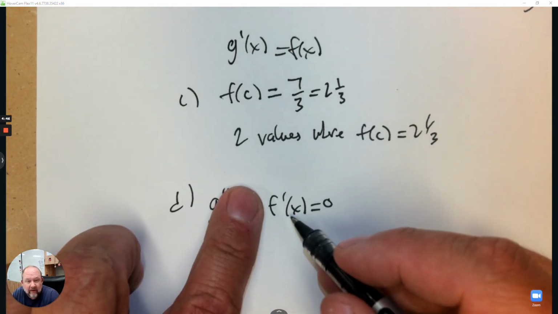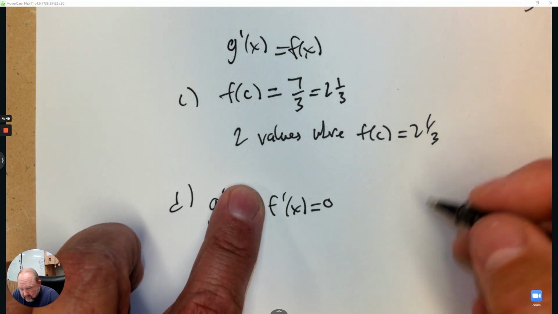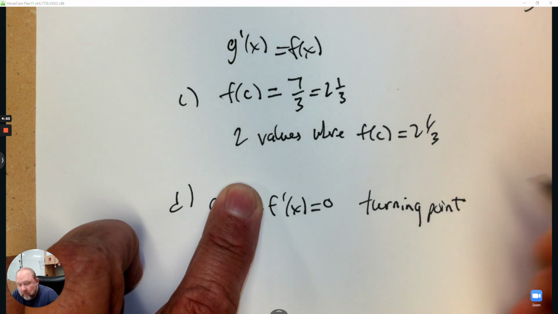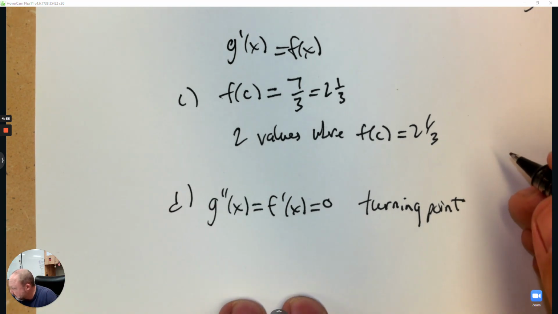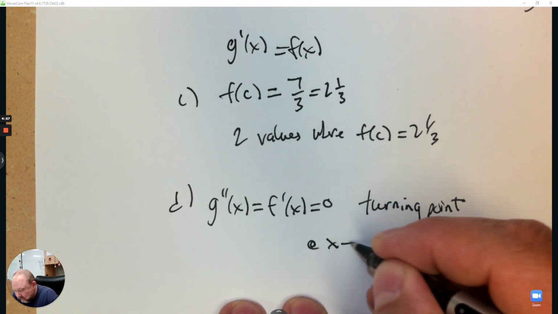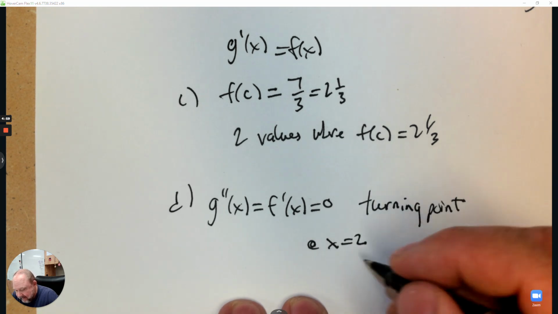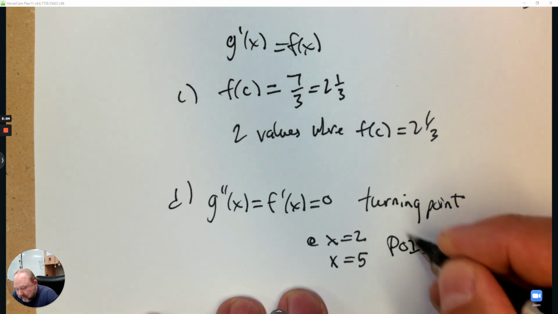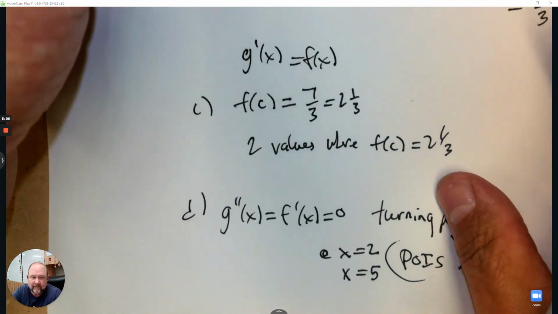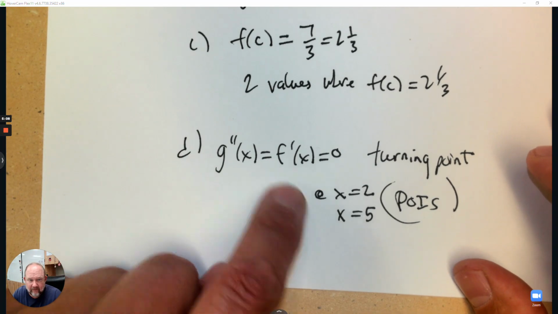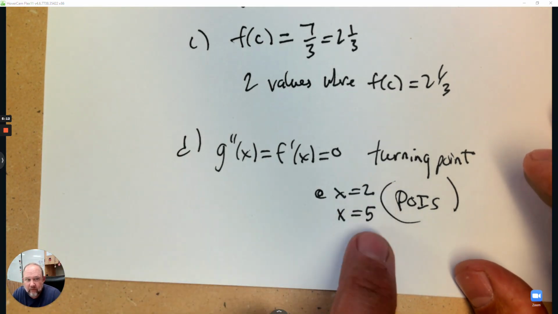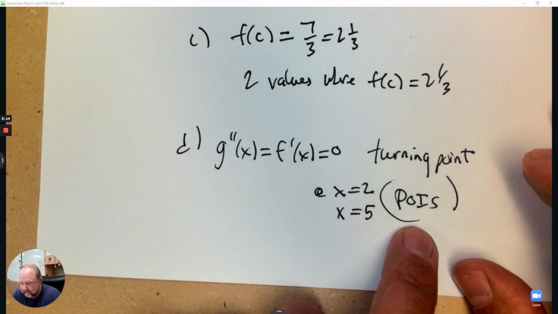Now, where is this equal to 0? We're looking for the turning point on the graph. So at what x values do we have turning points? If I look at x equals 2, we have a turning point, and at x equals 5, we have a turning point. Those are both points of inflection. It changes from increasing to decreasing, or positive to negative, or negative to positive. Those two are my points of inflection. All right, there's our first question.